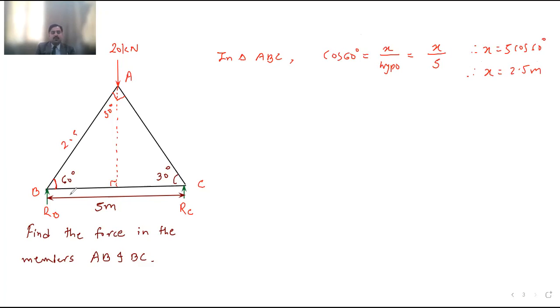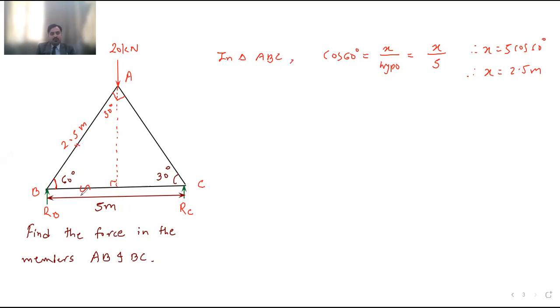Why have I calculated this side? Because if I drop the perpendicular from this point and extend the line of action of this 20 kilonewton force, this is the perpendicular distance of this 20 kilonewton force. So I want to calculate this length. If I drop the perpendicular, this angle becomes 90 degrees. This is 60 degrees, so now this side becomes the hypotenuse. And this 60, I know.